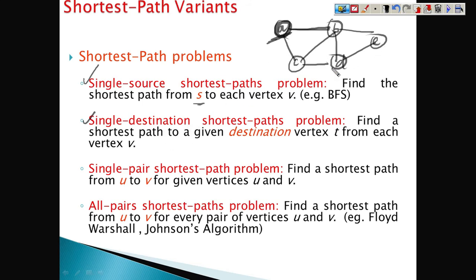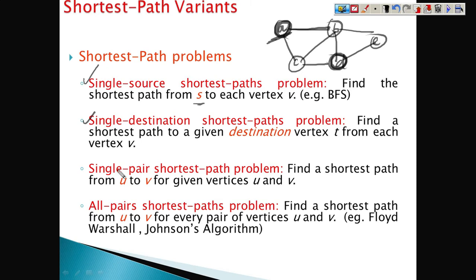So let's say our destination is D. We want to know what is the shortest path from every other source to this destination, meaning from A to D, C to D, B to D, and E to D. So this is just a different format of the previous problem.